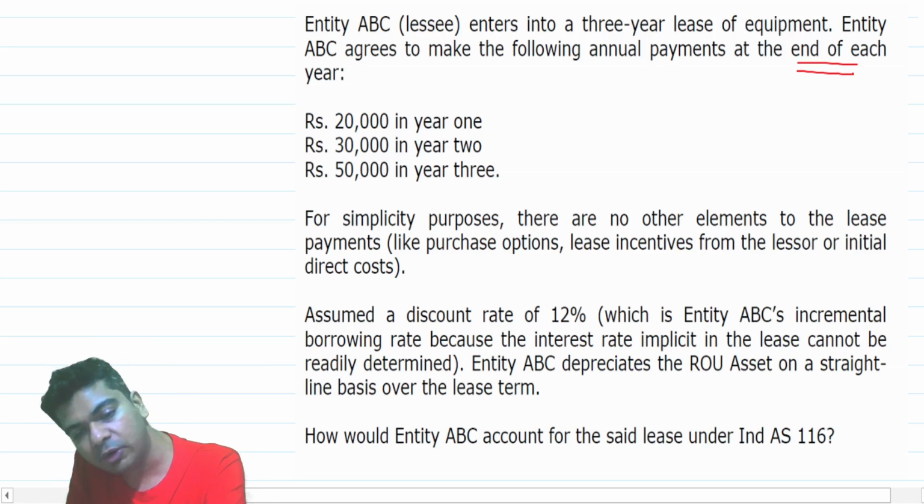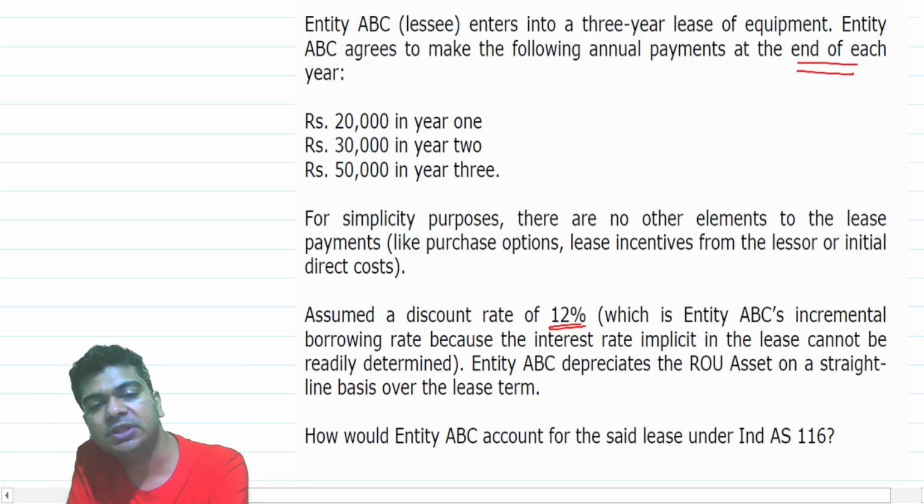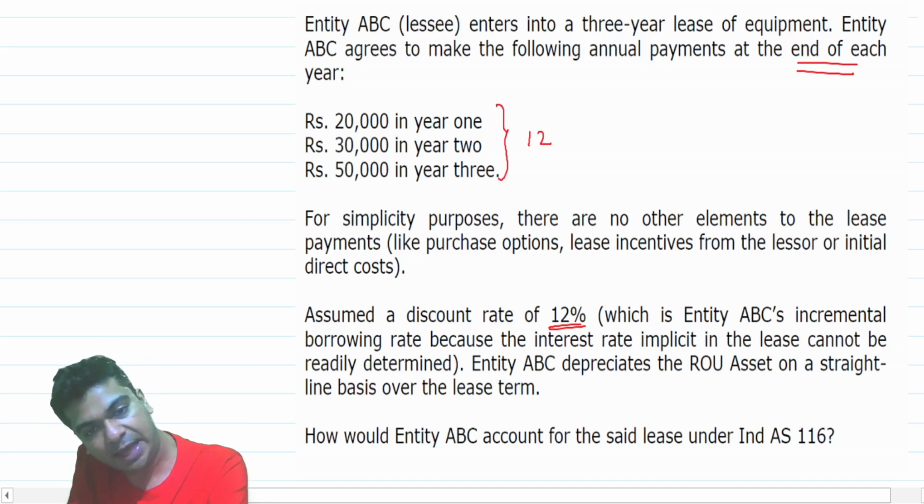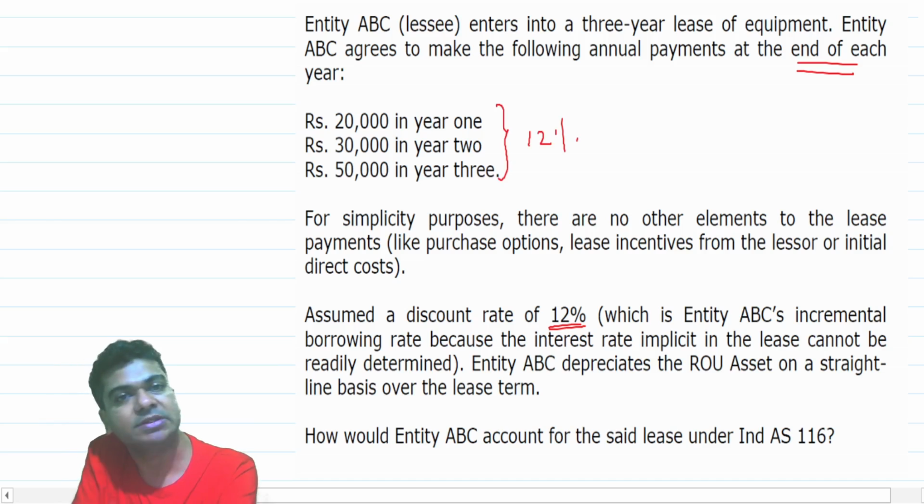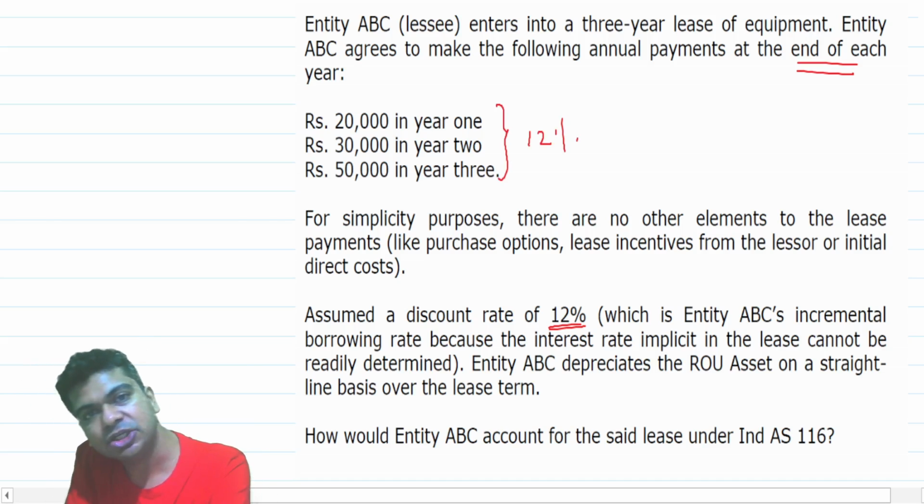Assume a discount rate of 12%, which is entity ABC's incremental borrowing rate, because the rate implicit in the lease cannot be readily determined. So 12% will become our discount rate. These we will discount at 12%. That will give us the measurement of the initial lease liability.